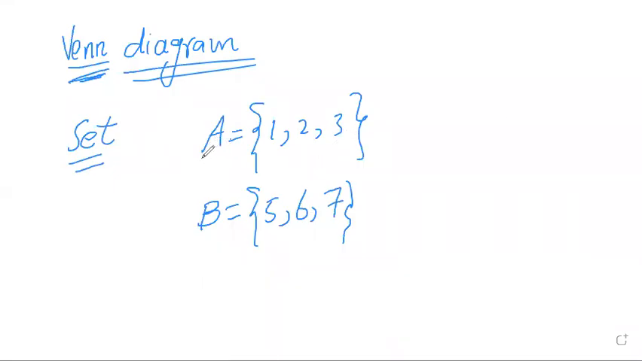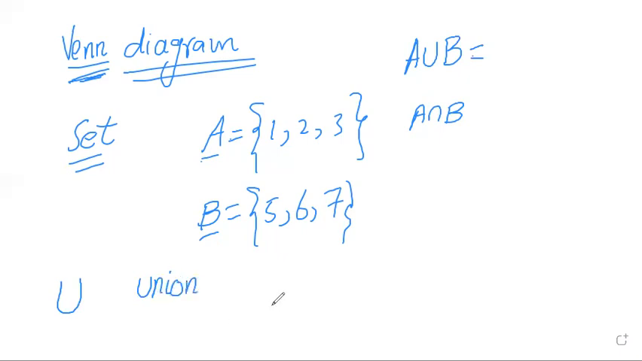Now, if I'm having these sets, like this is set A, this is set B, there are some terminologies that you should understand for the sets. If I write it like this way, this U stands for union. I will say the union of A and B. And if I write it in this way, I will say this is the intersection of A and B. This stands for the union, and this stands for intersection.